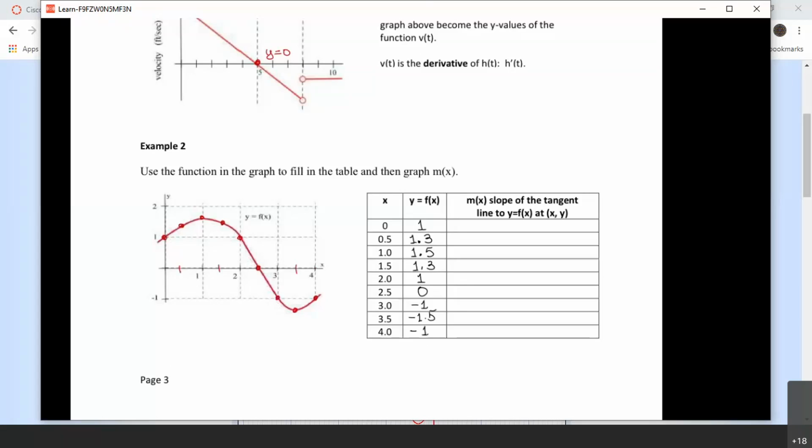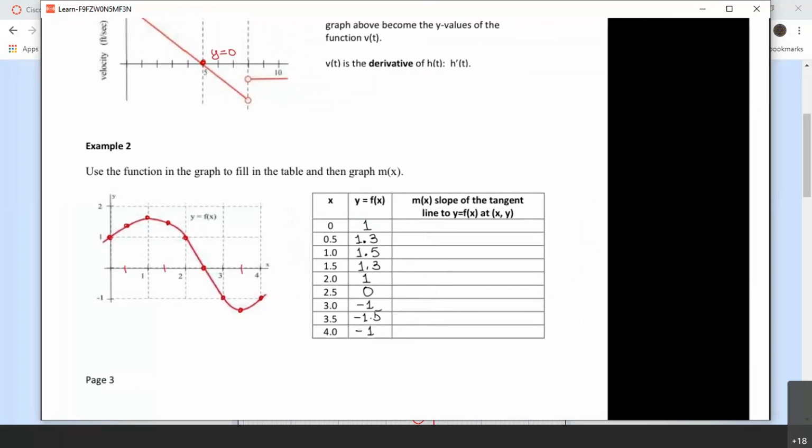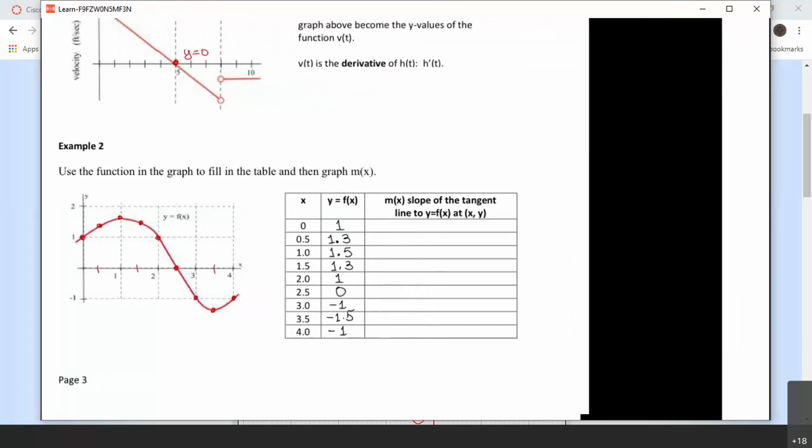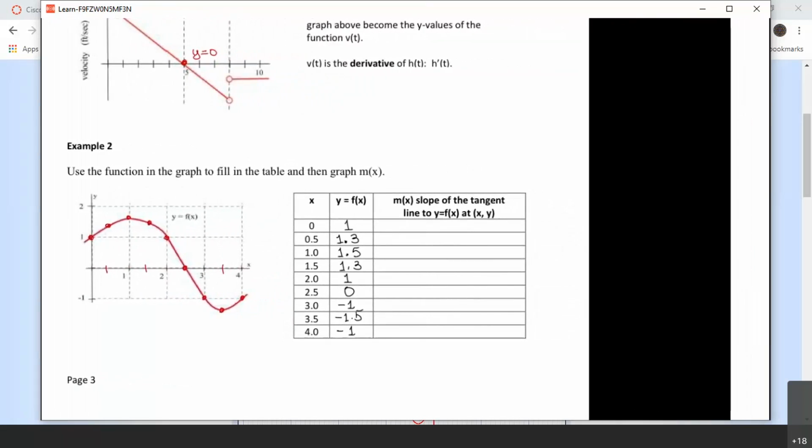Okay, everybody comfortable with how I'm approximating those y values? And yes, it's an approximation. Now if I want to figure out the slope, what do I have to do? The slope of the tangent line, I have to kind of estimate it. How might I do that?